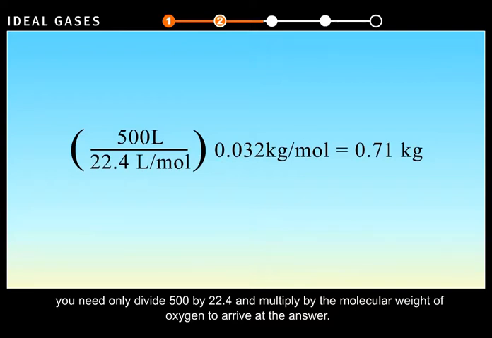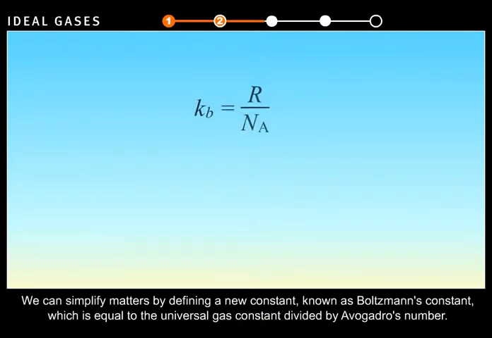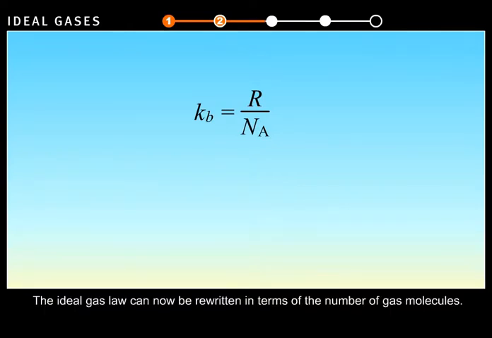answer. The number of moles of gas is equal to the number of gas molecules divided by Avogadro's number. We can simplify matters by defining a new constant known as Boltzmann's constant, which is equal to the universal gas constant divided by Avogadro's number. The ideal gas law can now be rewritten in terms of the number of gas molecules.